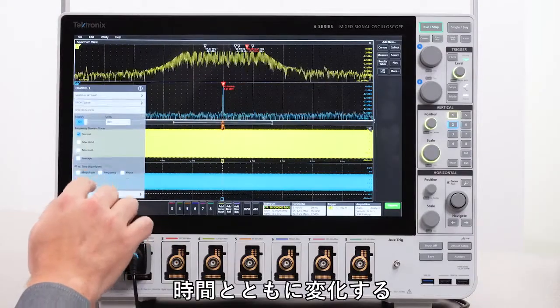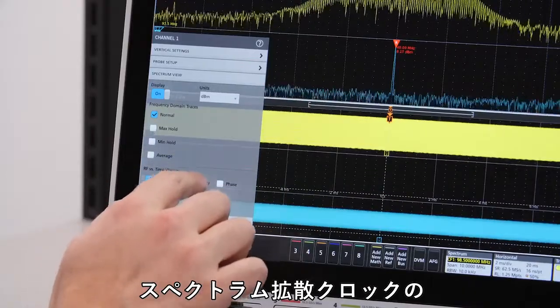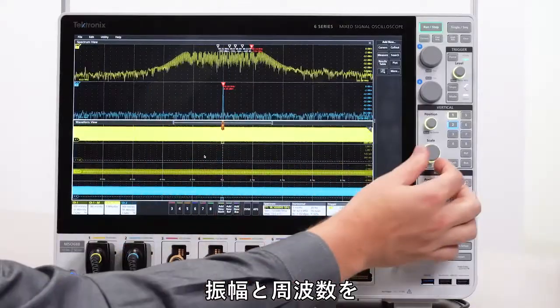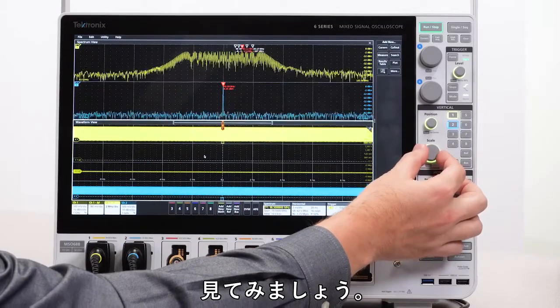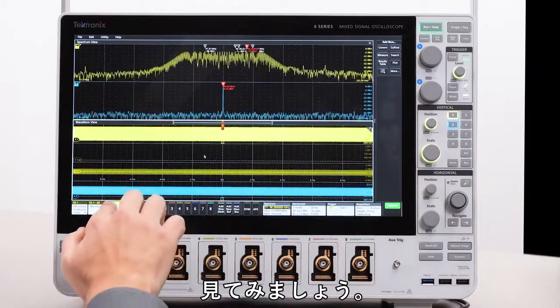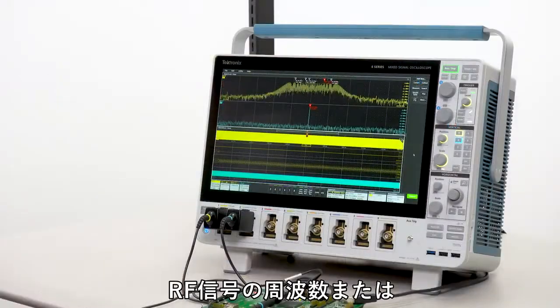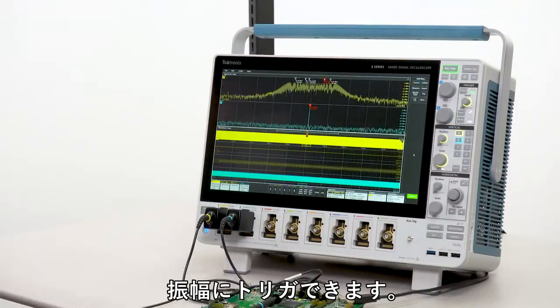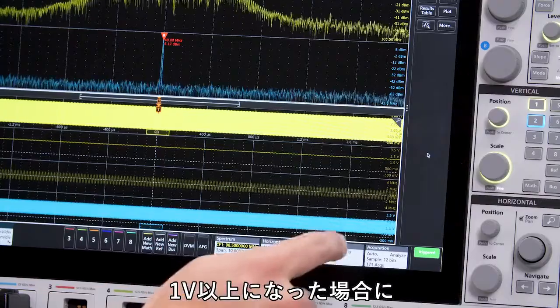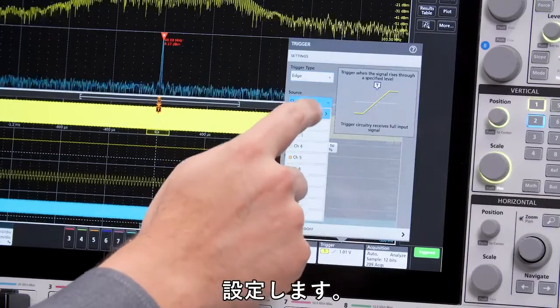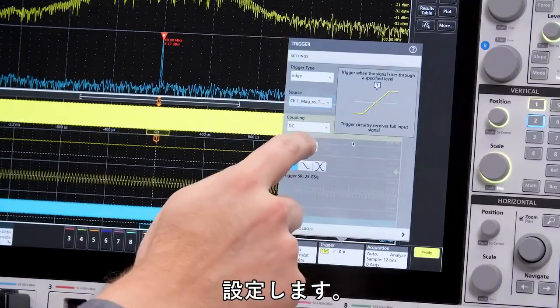Let's look at the magnitude and the frequency of the spread spectrum clock as they vary over time. I can trigger on the frequency or magnitude of an RF signal. I'll set the scope to trigger when the magnitude of the spread spectrum clock transitions to more than 1 volt.